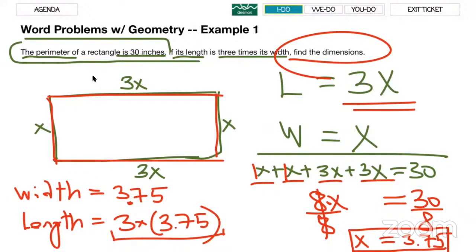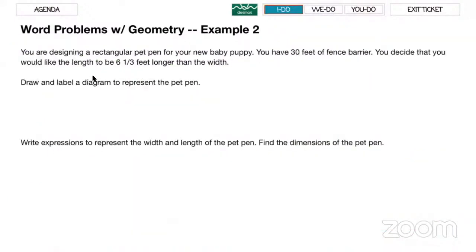Okay, let's move on to the second problem. This is also a geometry problem. Look at this. Underline the keywords. You're designing a rectangular pet pen. So always draw a rectangle. I'm going to draw this. It helps you to see it visually. For your new baby puppy.